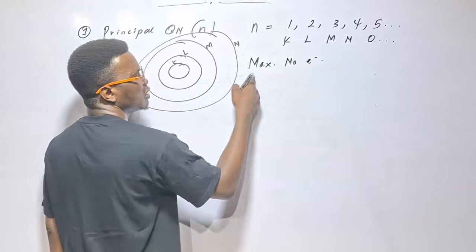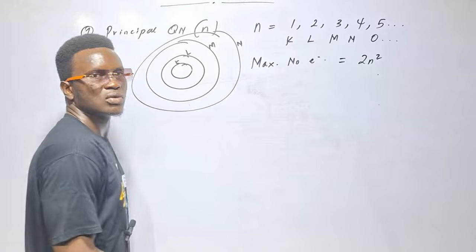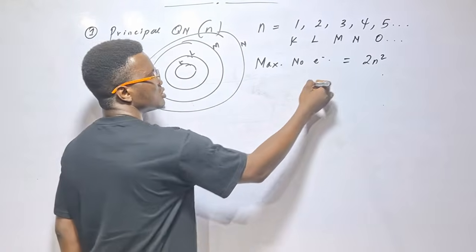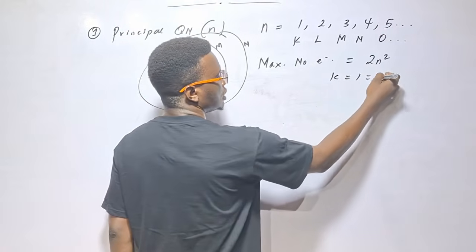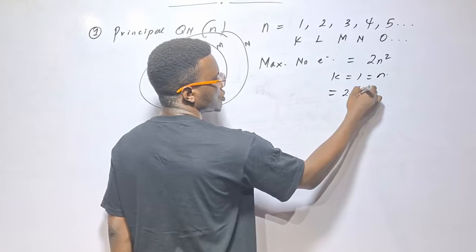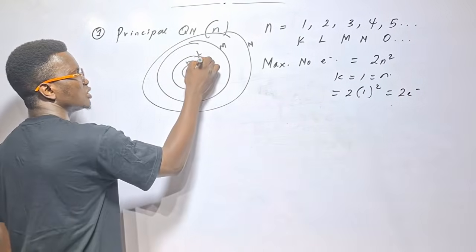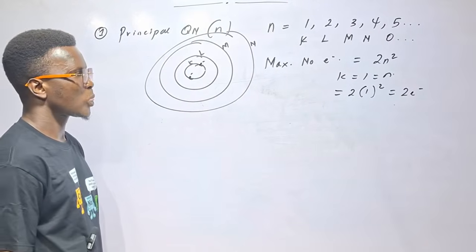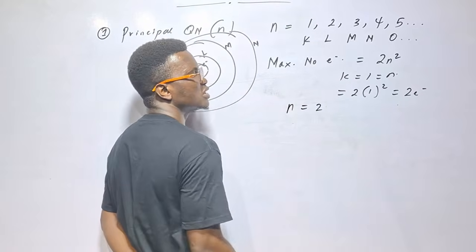So the maximum number of electrons is given as 2n raised to power 2. So what does that mean? How many electrons can I find in K shell? So that means if K is equal to 1, that means n is equal to 1. So you can say that would be 2 into 1 raised to power 2, and that is 2. So that means the maximum number of electrons you can have in K shell is just 2 electrons.